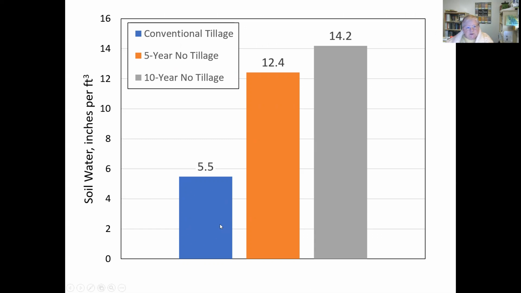These are some measurements I did in Labette County. This is the water that's in the soil for a conventional till, a soil that has been 5 years in no-till, and a soil that's been in long-term no-till. It was actually longer than 10 years. Big increase in water available in the soil just by going to no-till. A lot of it is that no-till improves the soil structure, improves the organic matter, and you have more water available in the soil for the plant growth.